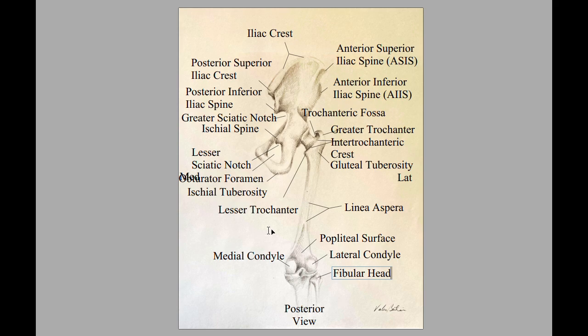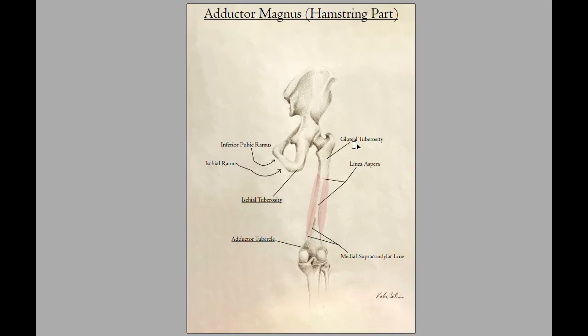This is a good basis for us to go now into the muscles. All right. So first muscle we're going to talk about is the adductor magnus. The adductor magnus, and specifically I put in parentheses the hamstring part. So the adductor magnus, you can see from its name that it's a large muscle. Okay, it's a very large muscle.